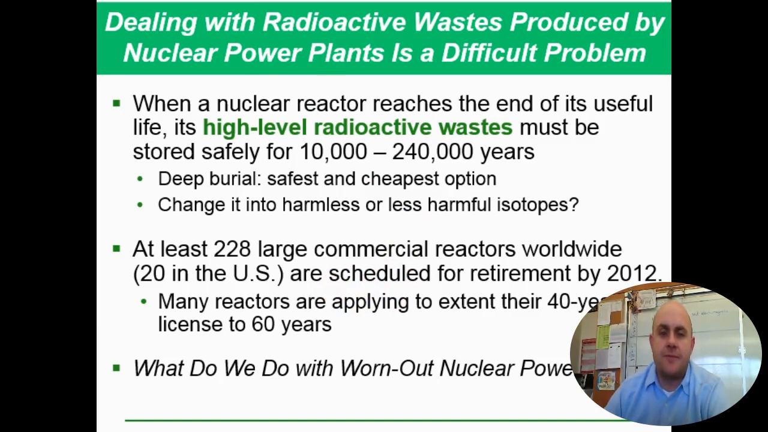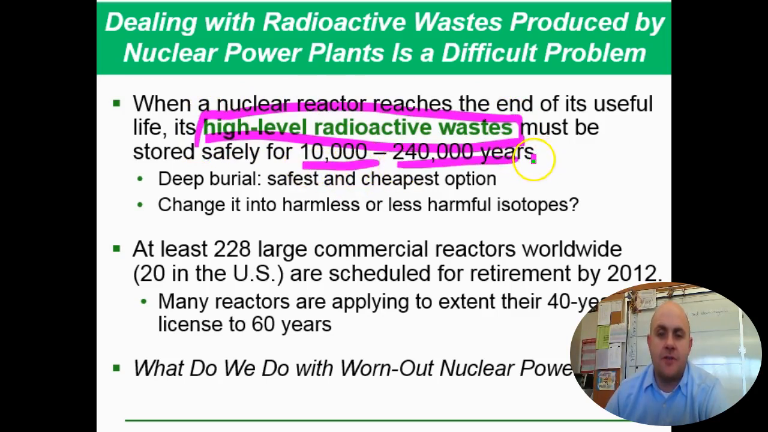So how do we deal with it after it's been used up? So when nuclear reactors reach the end of their life, they usually have extremely high levels of radioactive waste. We're talking stuff that needs to be stored from anywhere from 10,000 to 250,000 years. The two ways that it's usually taken care of, the first one is deep burial. This is the main one because it's both safe and fairly cheap. The other one is to change those nasty isotopes into less harmful ones, but that's a little more pricey. So we don't do that one as much just because of the cost.